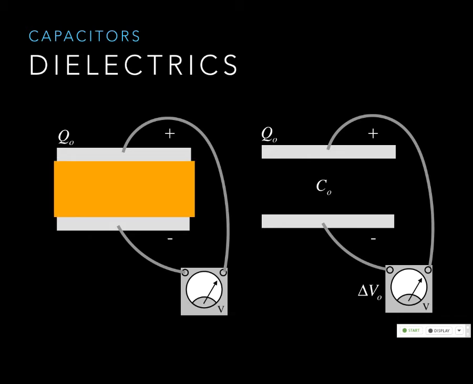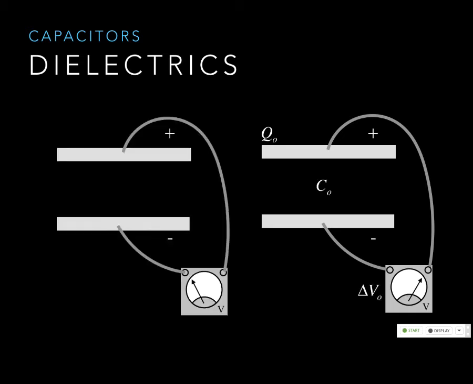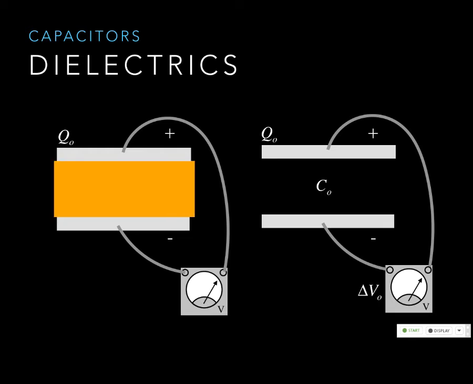What changes? Well, the electric field. What happens to the voltage? It goes down. By how much? Kappa, right? It goes down by a factor of kappa. So our new voltage difference is our original voltage difference divided by kappa. In this case, it went down by about half. What do you think kappa is? 2.